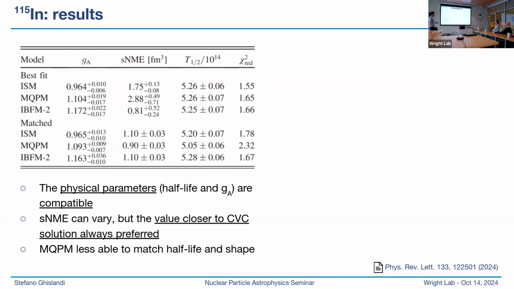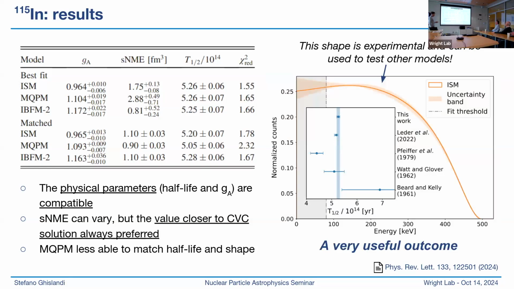Apart from numbers, what we did was quite useful also for other theoretical groups, because we actually measured the shape of the decay itself. So we have a shape and an uncertainty band, and this can be used by other groups to test their own models. So if there are improvements for a certain model, they can actually pick this data and benchmark their model.